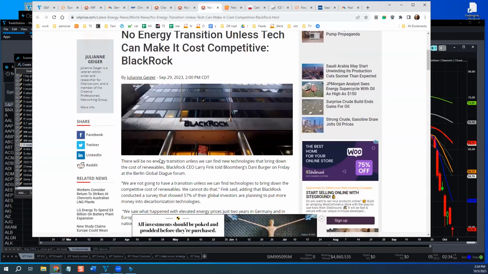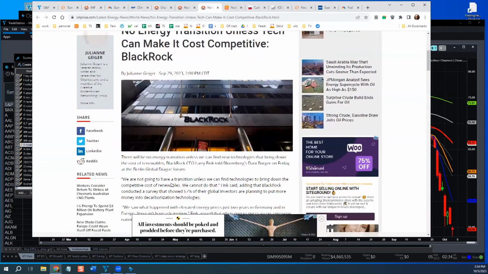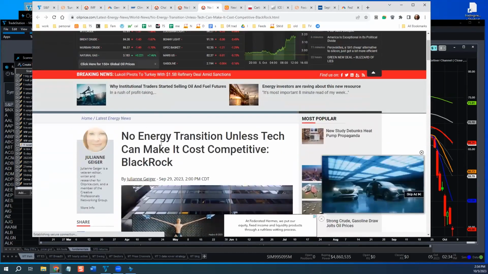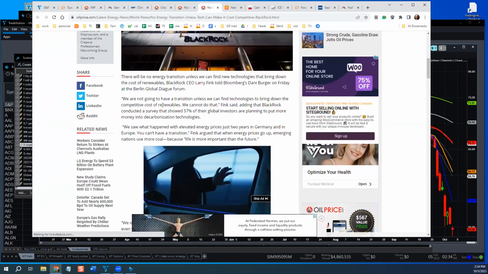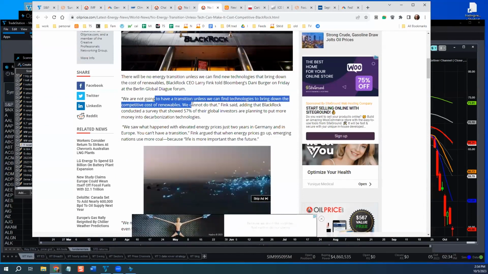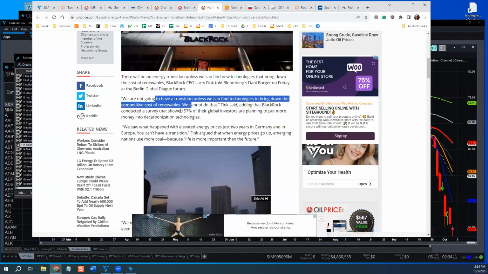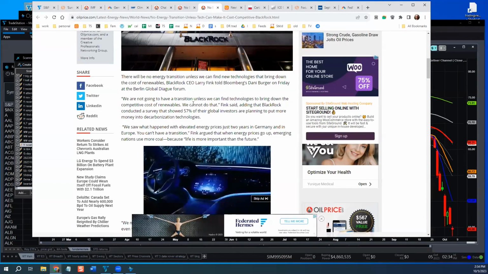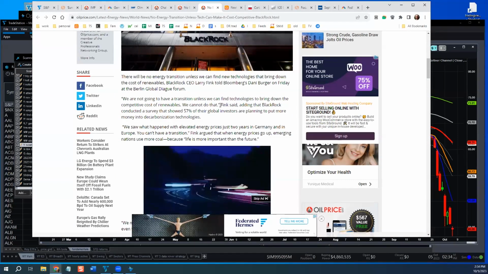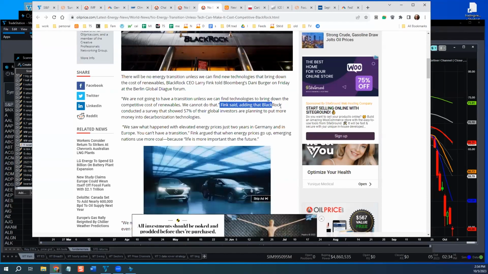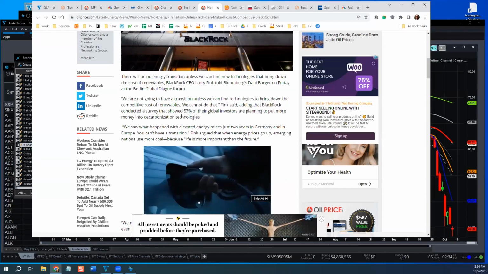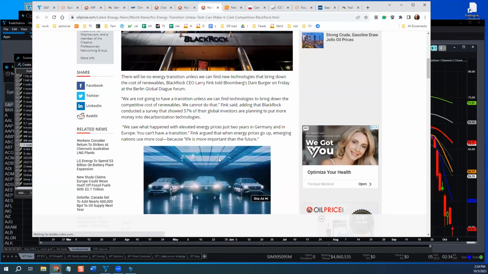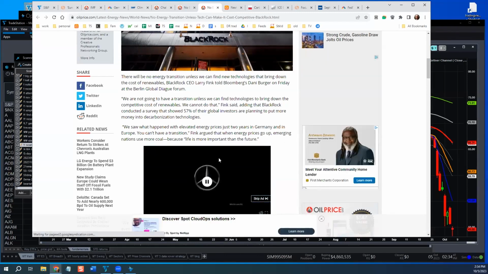All right, Larry Fink was a huge promoter of all the green energy stuff. And now he's basically saying we are not going to have a transition unless we can find technology to bring down the cost of renewables. We cannot do that. This is not just anyone saying this. This is probably one of the single most important people in promoting green energy. And so basically, I just think it's important that this is coming together now.